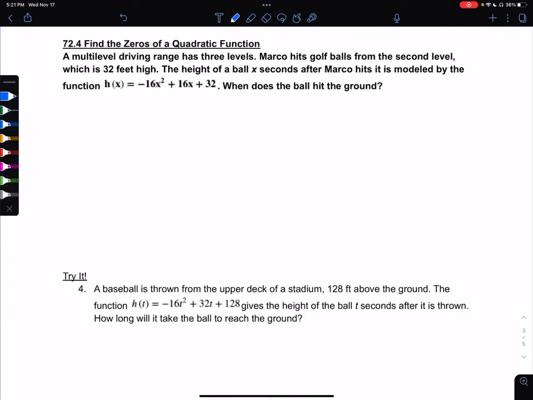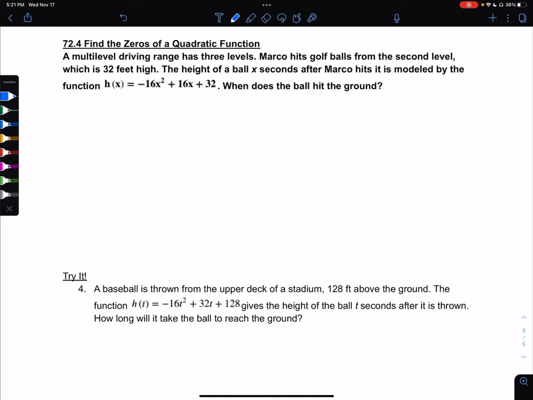Here we're going to look at topic 72, example 4, find the zeros of a quadratic function. So this is what we did in the last example. We had an equation that we solved, we found the zeros. We're going to do the same thing. They've just put it in the context of a real world scenario.